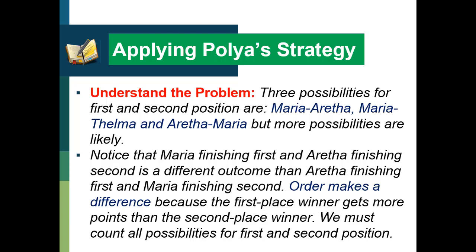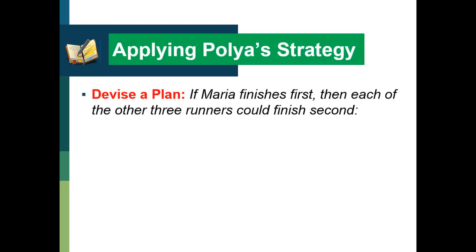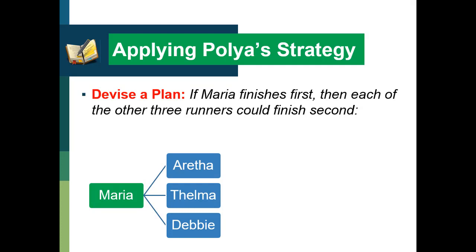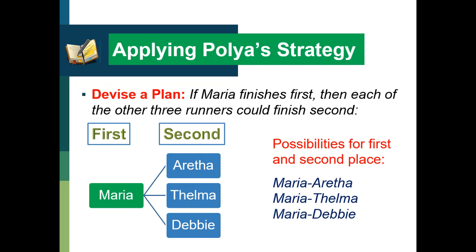How are we going to do that? Let's devise a plan. And what is that plan? If Maria finishes first, then each of the other 3 runners could finish second. We have here a diagram. If Maria finishes first, then the other 3 runners could finish second. That means Aretha could be the second place, Telma could also be the second place winner, Debbie could also be the second place winner. So if Maria finishes first, then there are 3 possibilities.